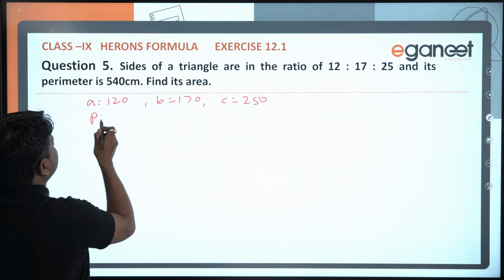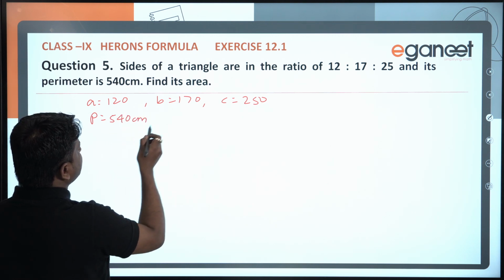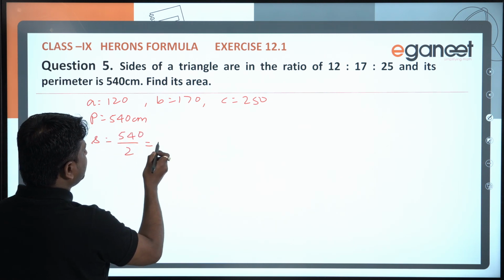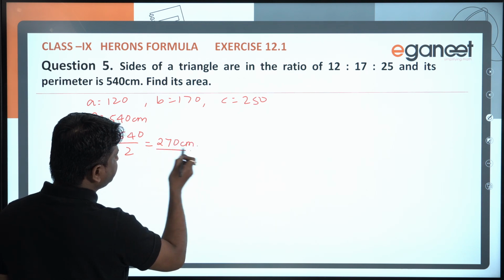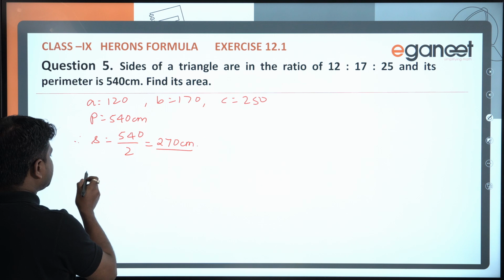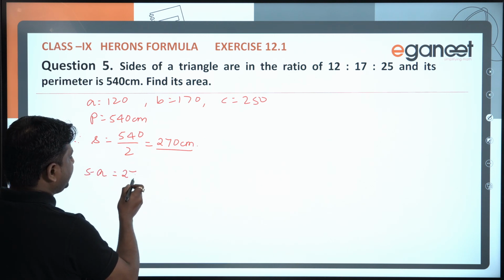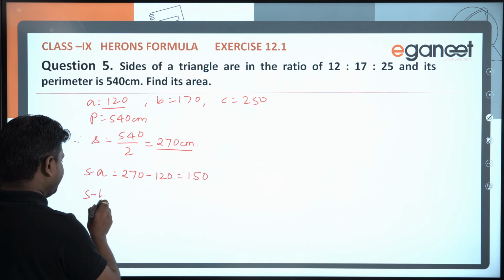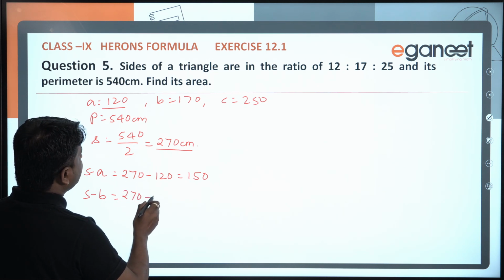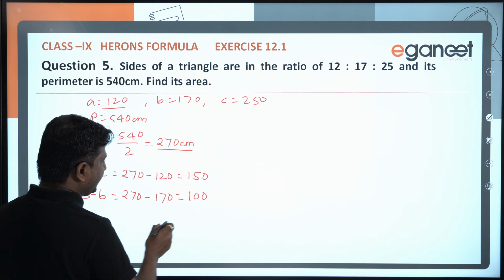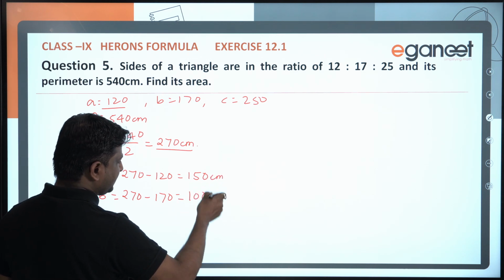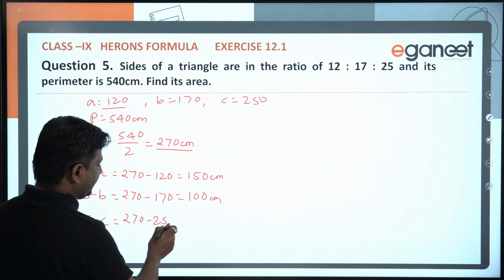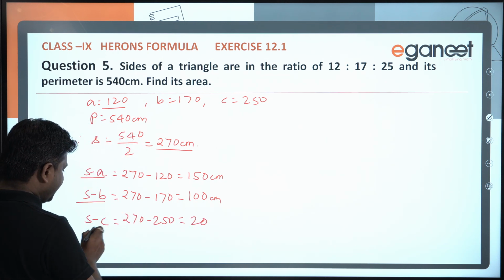Now we have the perimeter as 540 centimeters. So from here the value of semi perimeter will be equal to 540 divided by 2, which is 270 centimeters, right? Now let me find the values of S minus A. S is 270, so 270 minus 120 will be equal to 150. Then let me find S minus B. It is 270 minus 170, which is equal to 100. You don't have to write the units, but it will always be in centimeters. S minus C will be 270 minus 250, which is equal to 20, right? S minus A, S minus B, S minus C.